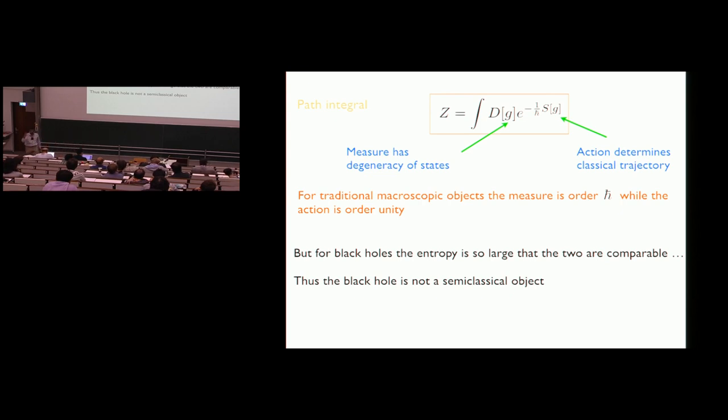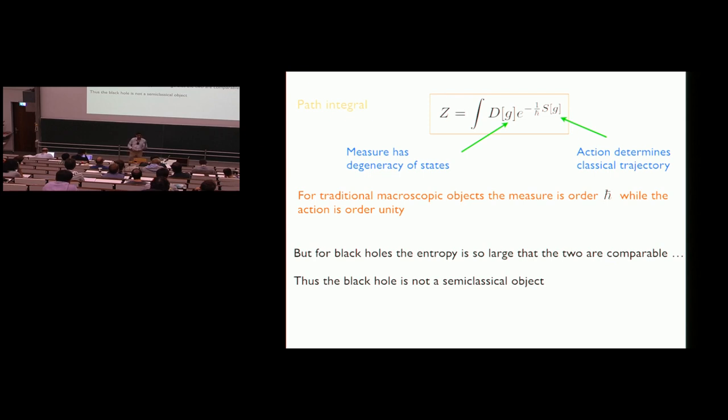The measure counts the number of states that can possibly interfere in the process, all the states at the relevant energy that you have. And then you find the measure for the black hole is actually very big. In fact, the measure term is exactly comparable to this action. If you see where all the h bars go, the entropy for the black hole is very big because there's somehow 1 over h bar in the denominator.